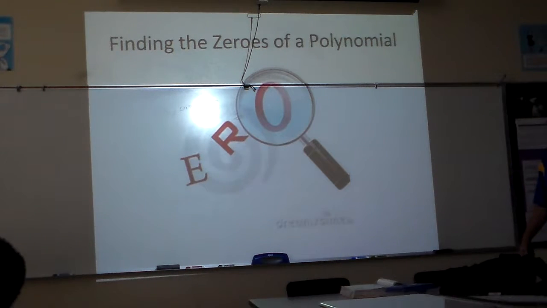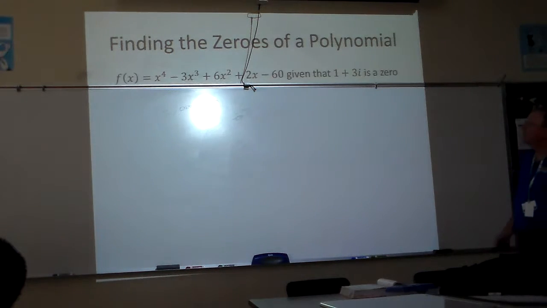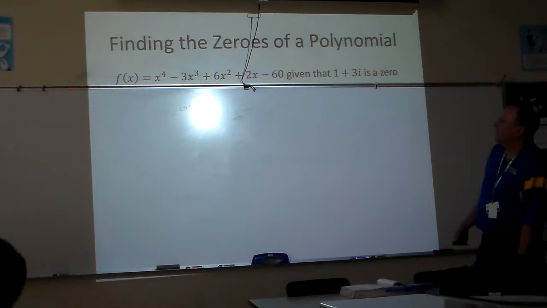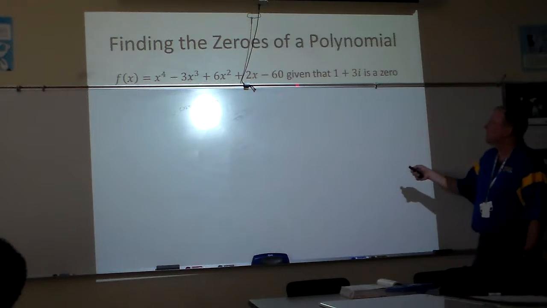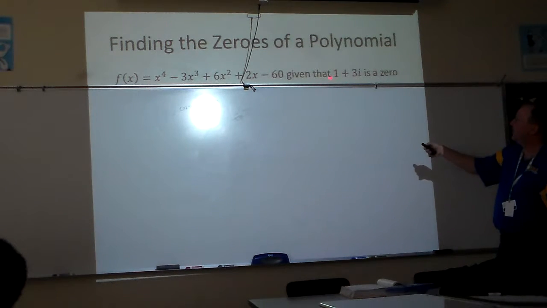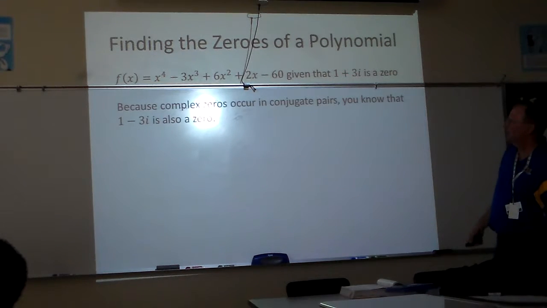Finding the zeros of the polynomial. This is what we did earlier. We're going back to one of these, only this time, they're giving us that one of the factors is 1 plus 3i.